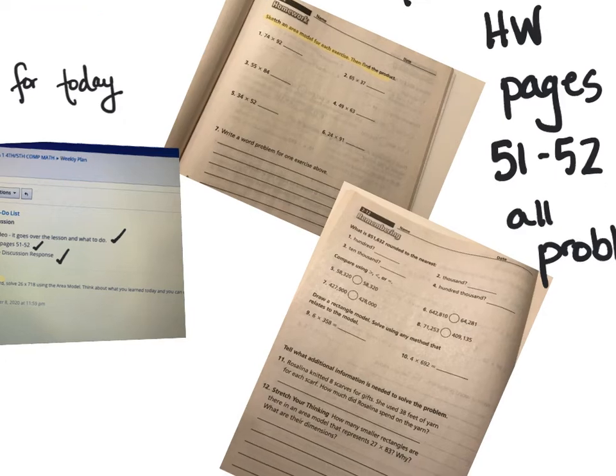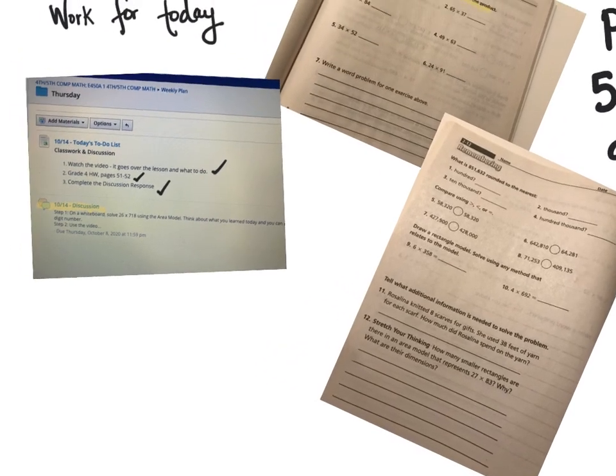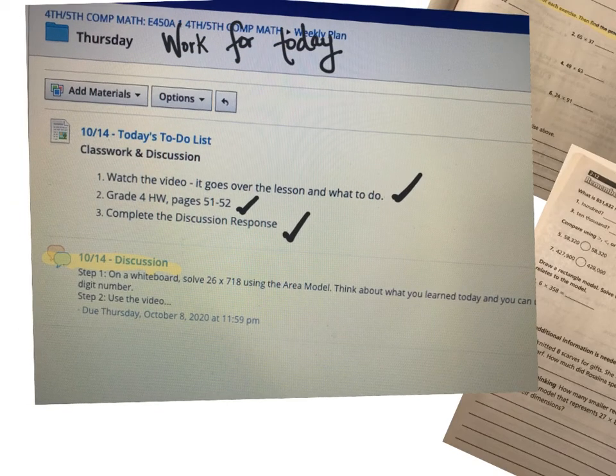Then on the back, you have your remembering, and you're going to be doing some place value work as well as solving some multiplication problems, and then practicing some skills that we practiced yesterday for word problems. Okay, so then when you're done with that, you have a discussion response.